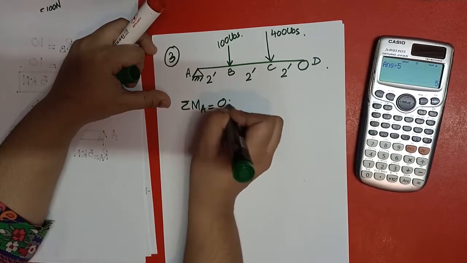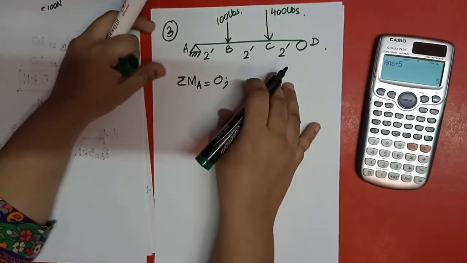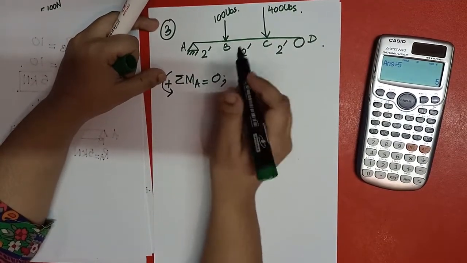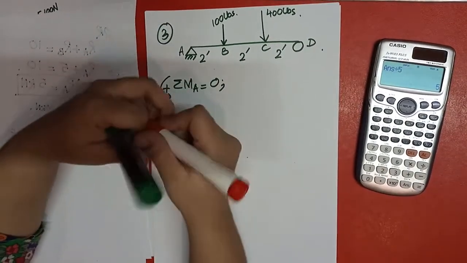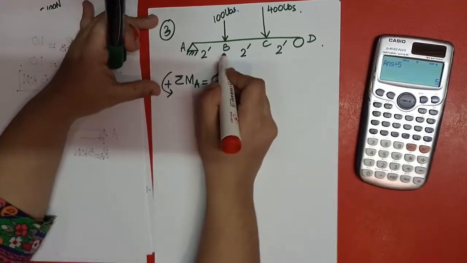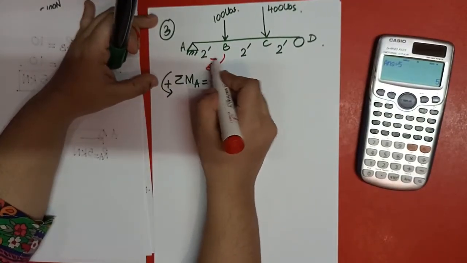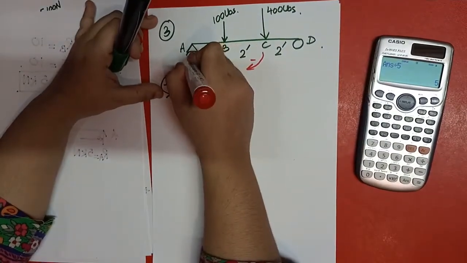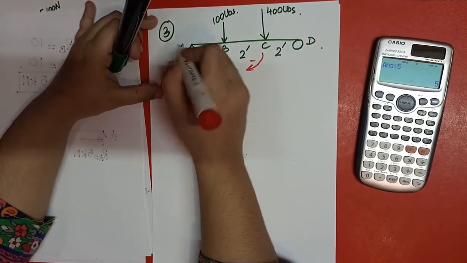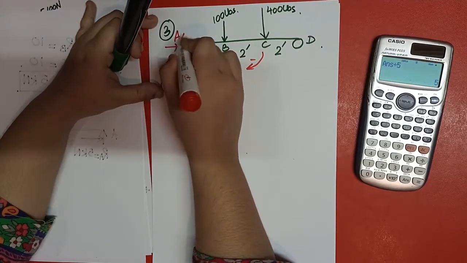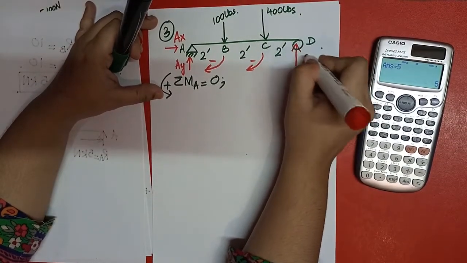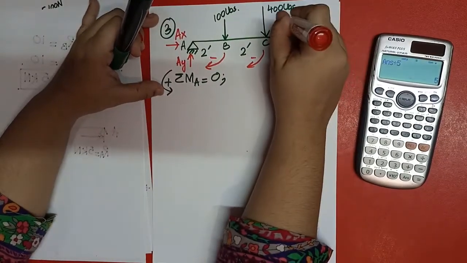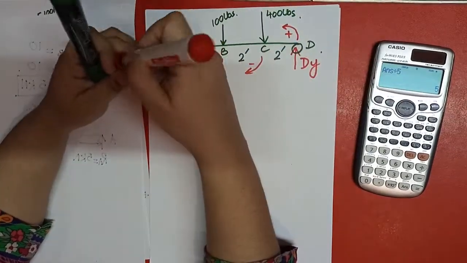If I am going to sum up moments at A, I am taking anti-clockwise as positive. So what should I do? When summing moments at A, this force rotates clockwise, so it will be negative. This force should also be negative. And you know that there are support reactions also: this is AY, this is AX, and this is DY. The direction of DY should be positive.